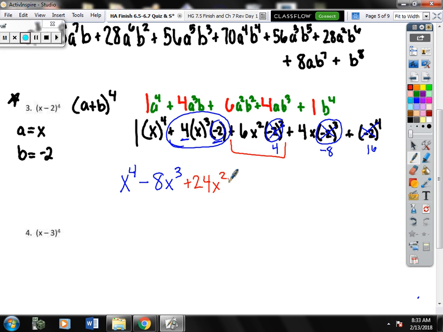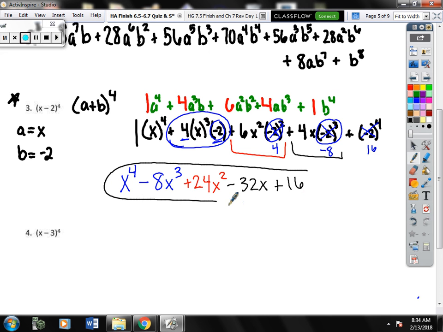x squared. Next term, I have a 4 and a -8, which will get me a -32x. And at the end, I'll get a +16. The problem does not say we have to write an equation, it just says we're expanding. So it's not going to have our equals 0 or our y equals.